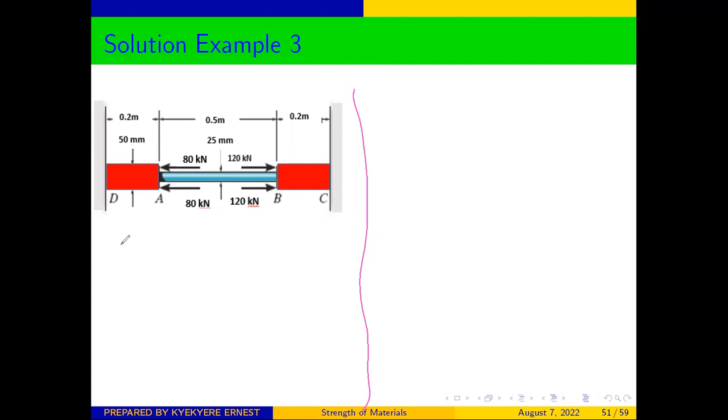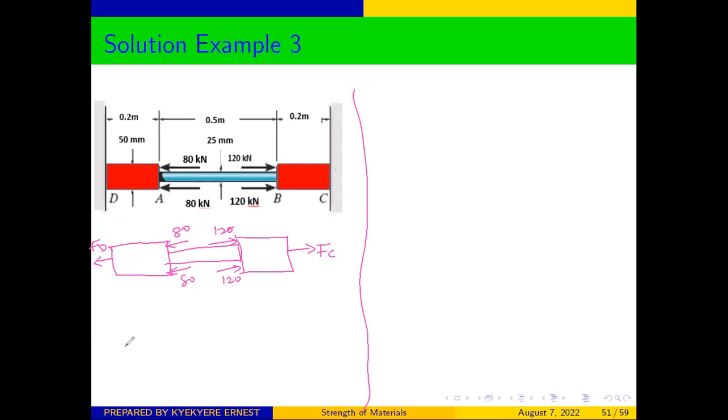First of all, the first thing we need to do is to draw our free body diagram of the structure. This is a rigid support, so we can call it FC. This side is also a rigid support, we can call it FD. Then we have 80 at this side, and this side also is 80. Then we have 120 at this side, and we also have 120 at that side.